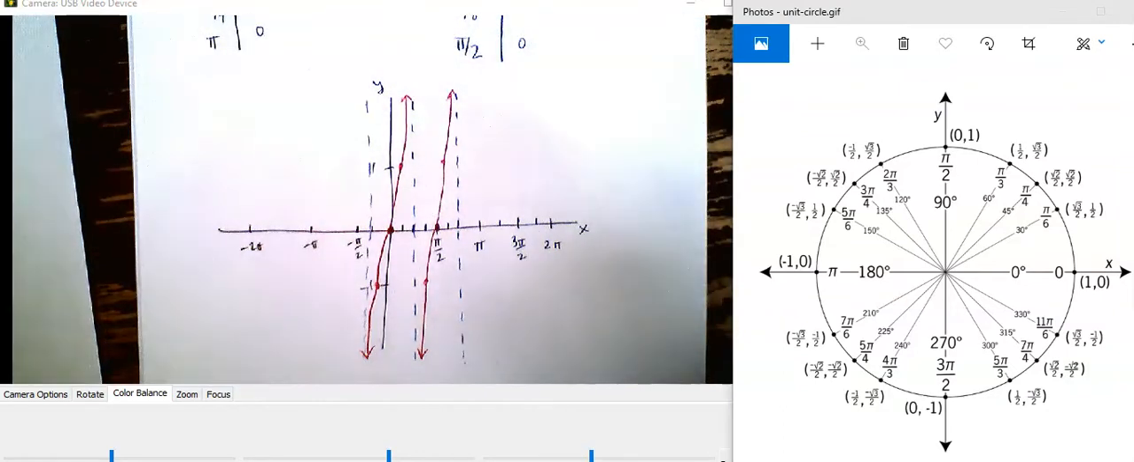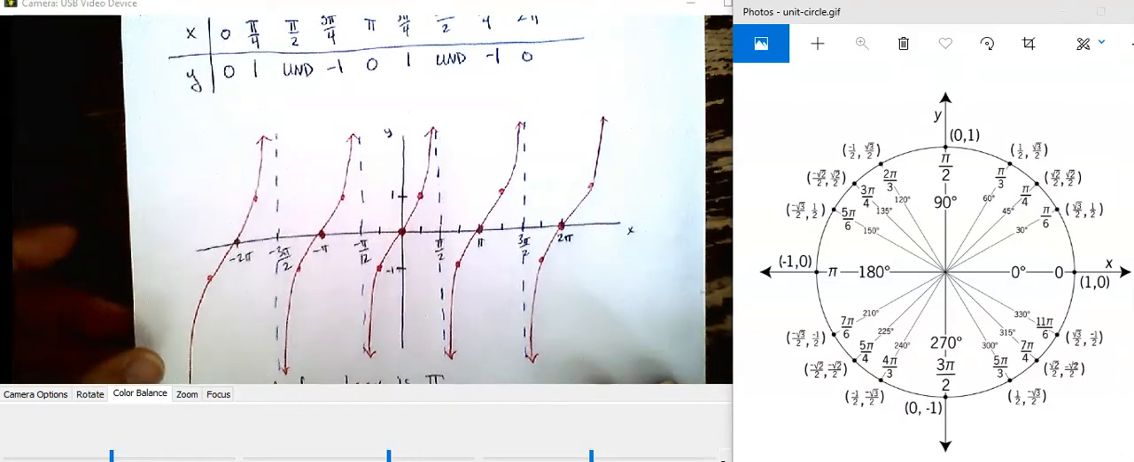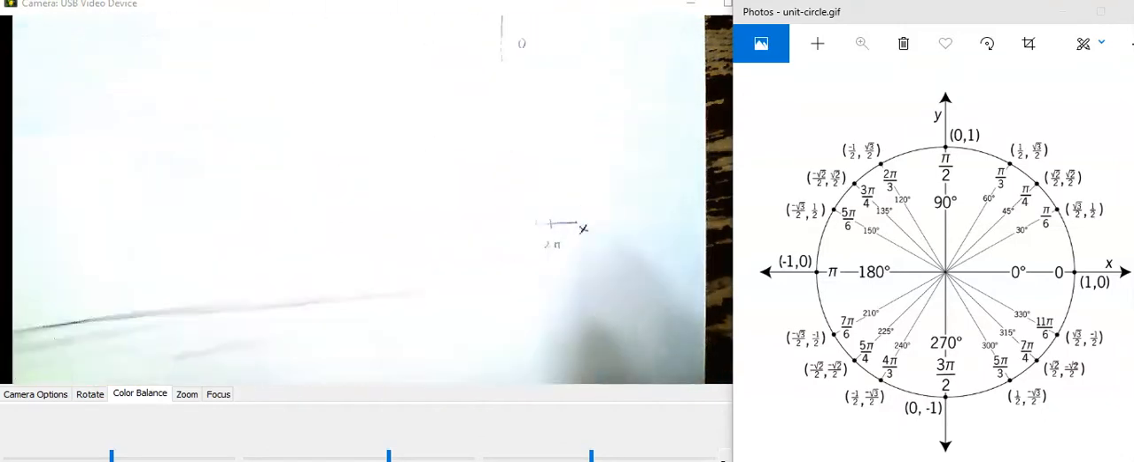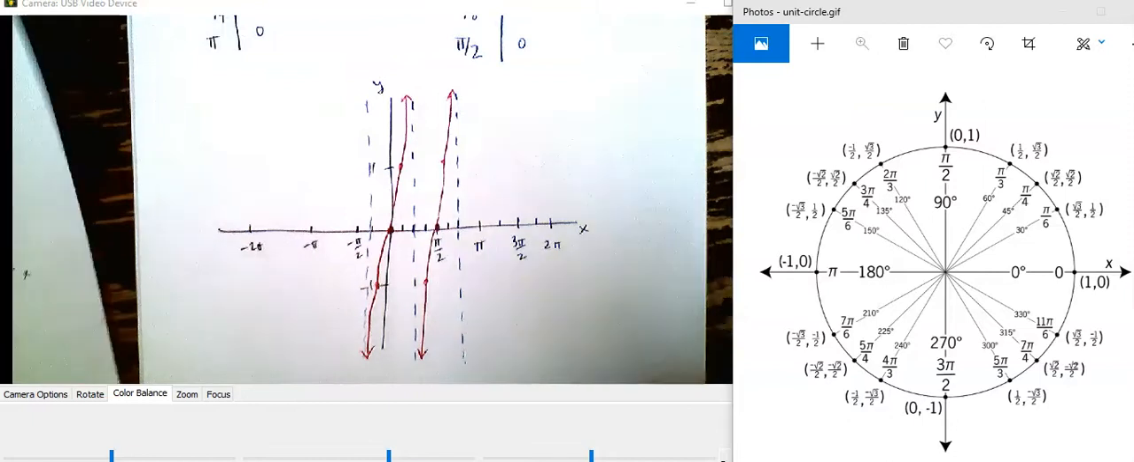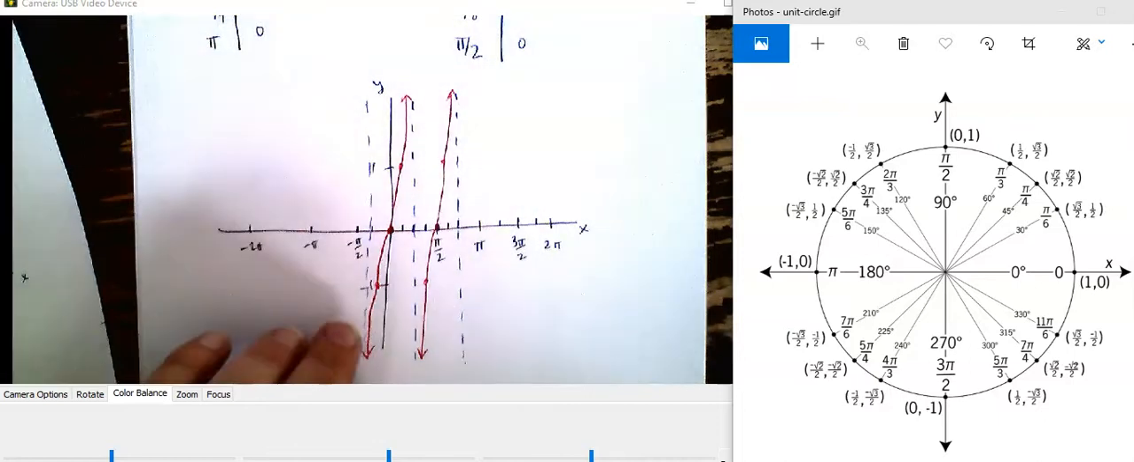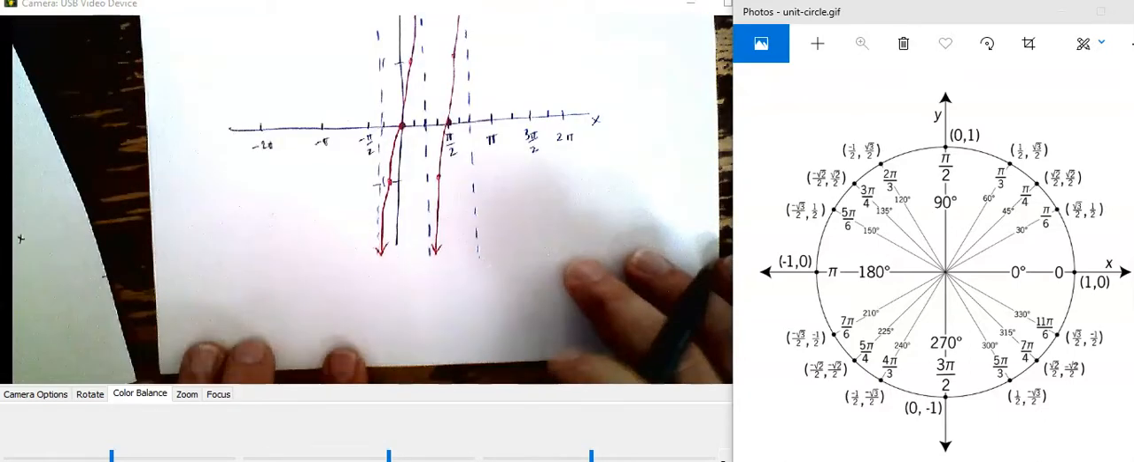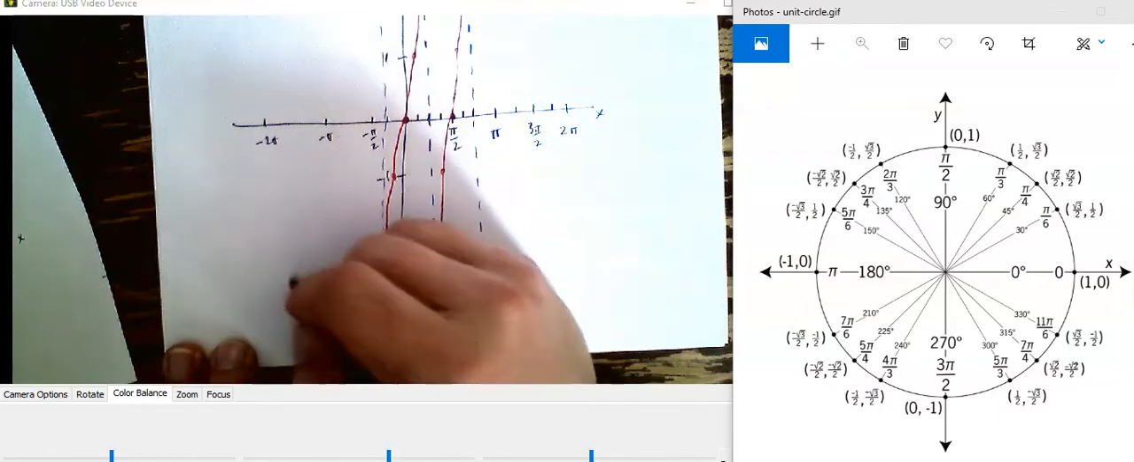So you can see what's happened. Here's the original tangent function. And when we horizontally compress it, it kind of just shrinks it inward horizontally. Let's look at the period here.